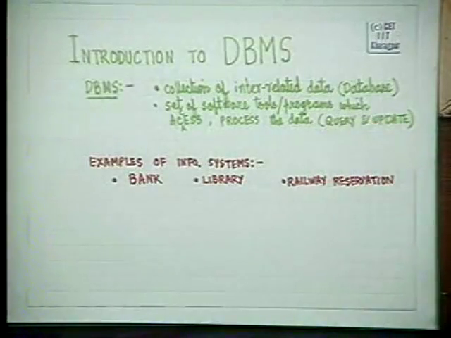So what we have is a set of data and a set of processes, but this data must be designed and organized in such a way that it is useful for the current application and it is useful for applications in the future. That is, it will serve multiple applications and it will serve for applications which may occur later in time, applications which may not be immediately occurring.